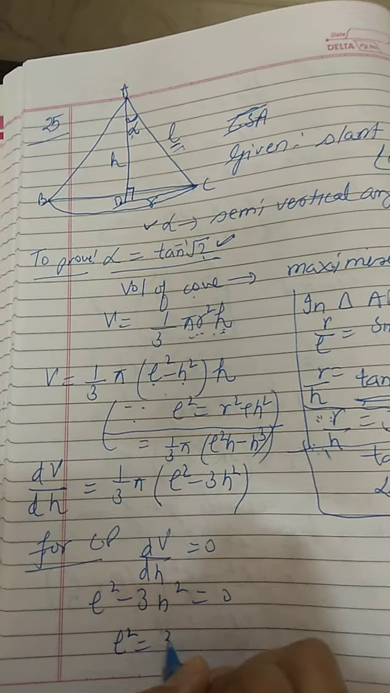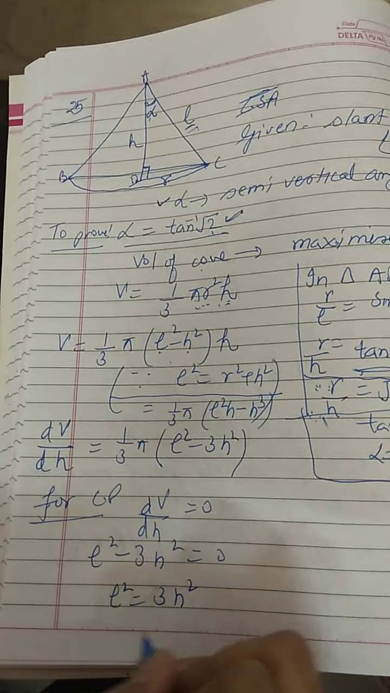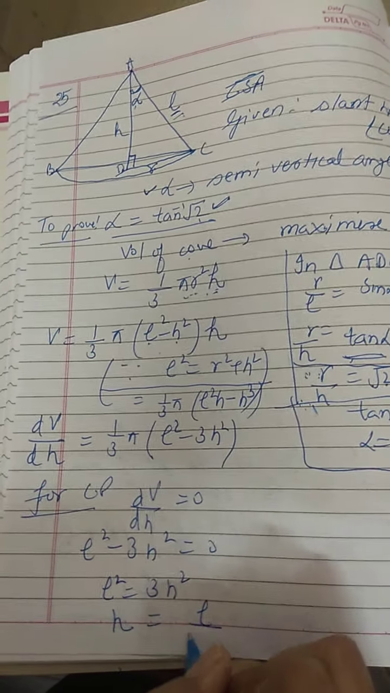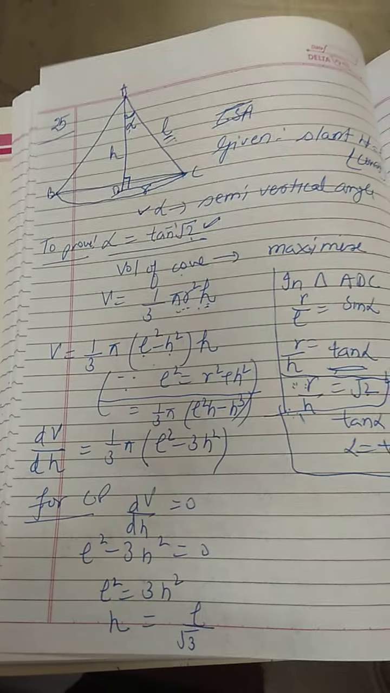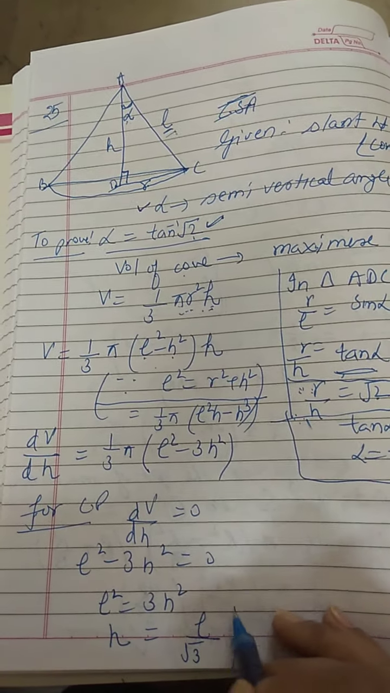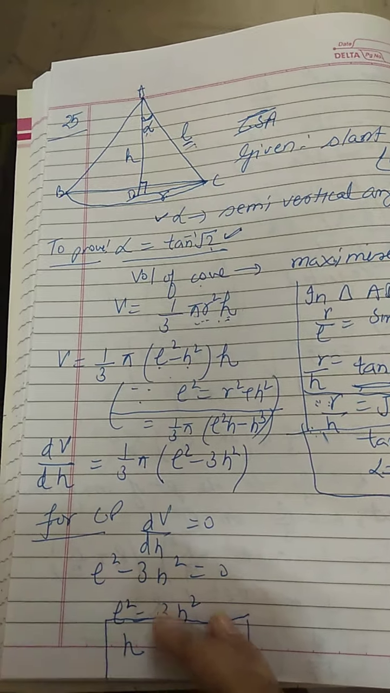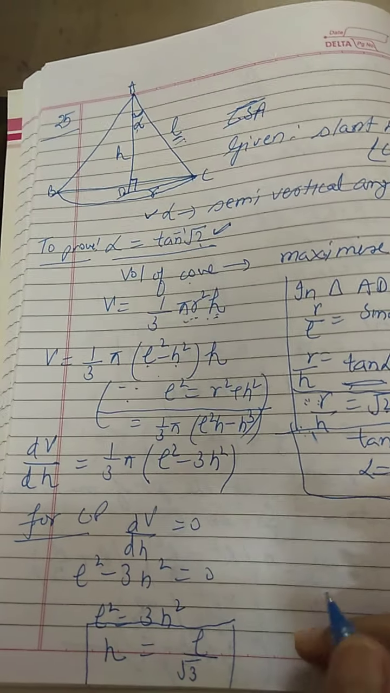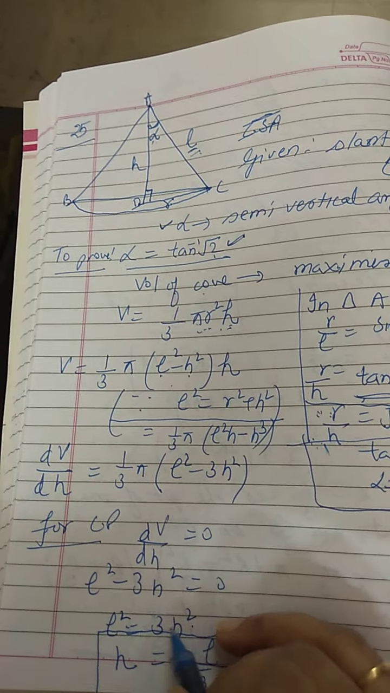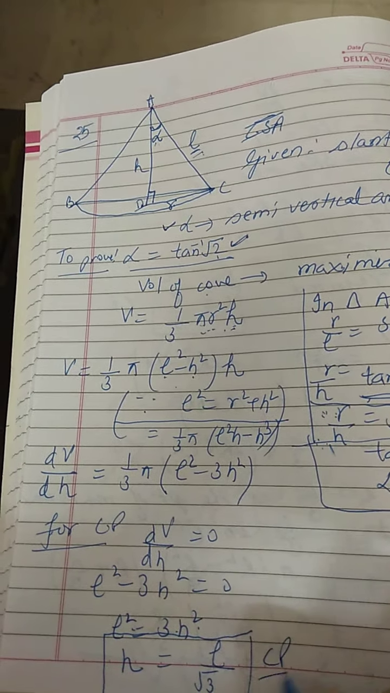So L square is equal to 3h square. That means h is actually equal to L upon root 3, because L is constant. So we will take out the critical point: h will be equal to L by root 3, or h square is equal to L square upon 3. This is our critical point.